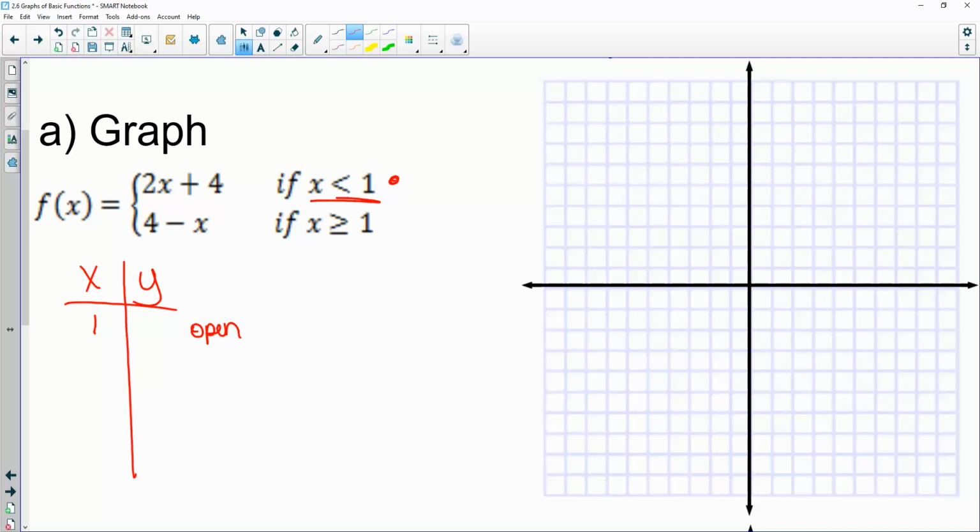So the first x value you have to put in is whatever is listed there. And then that tells me what to pick for my other values. I only want things that are less than 1. So less than 1 we said was 0. Give me one more. All right. And I'm plugging those into this rule. So 2 times 1 plus 4. If we put in a 0, 2 times 0 plus 4. We put in a negative 1, 2 times negative 1 plus 4.